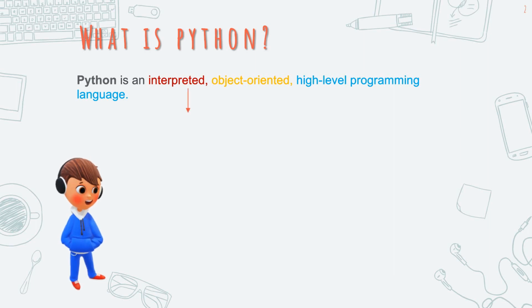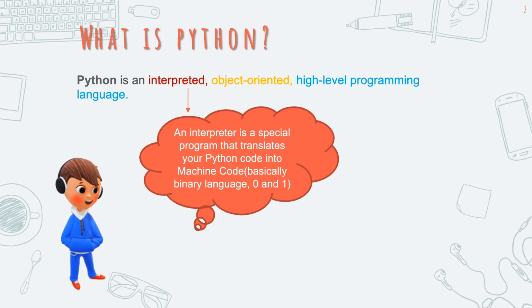So, interpreted means that it is an interpreter-based program which actually translates your Python code into machine code. And by machine code, I mean binary language, that is 0 and 1, which means that whatever you are writing in Python is actually getting translated into the binary form, because the computer actually understands only binary. Nothing apart from binary can the computer recognize.